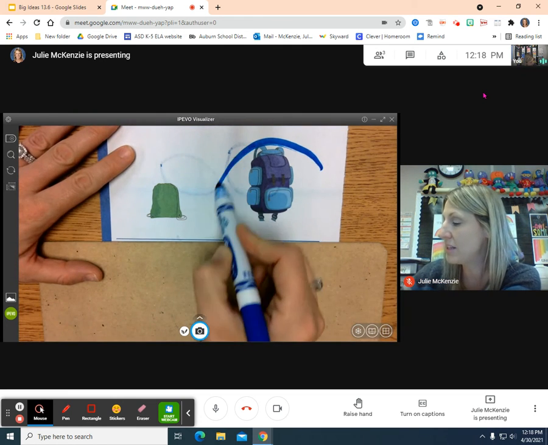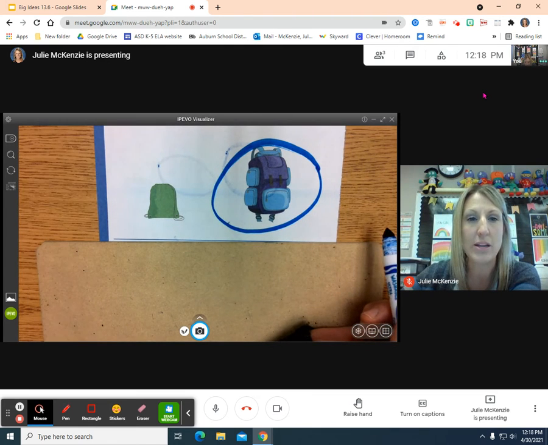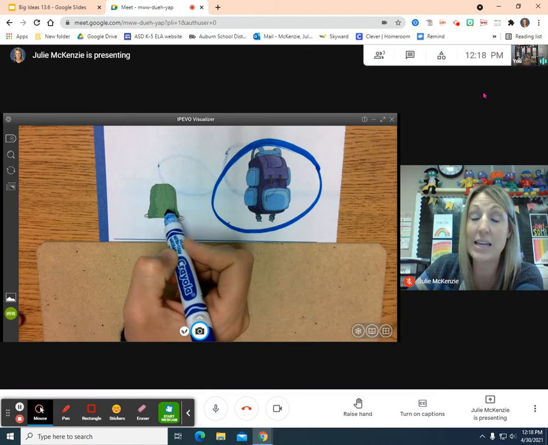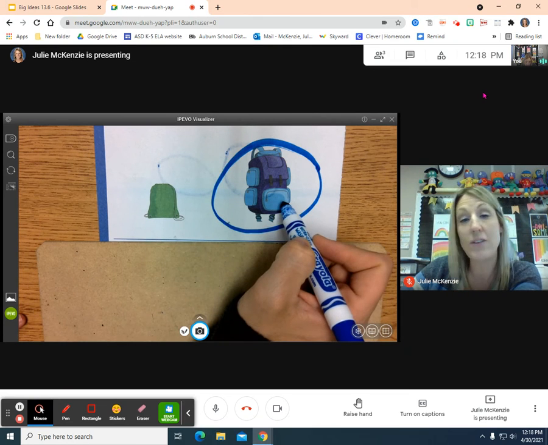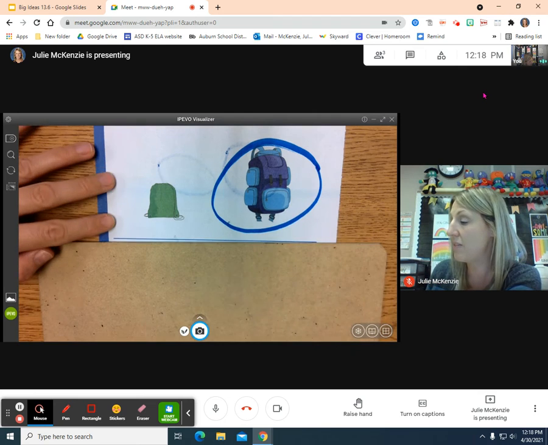I can tell that this one holds more. How did you know it was this one? It's so much bigger. This backpack is little. It does not fit much at all. This backpack is very large. It has a greater capacity. It can fit more inside of it.